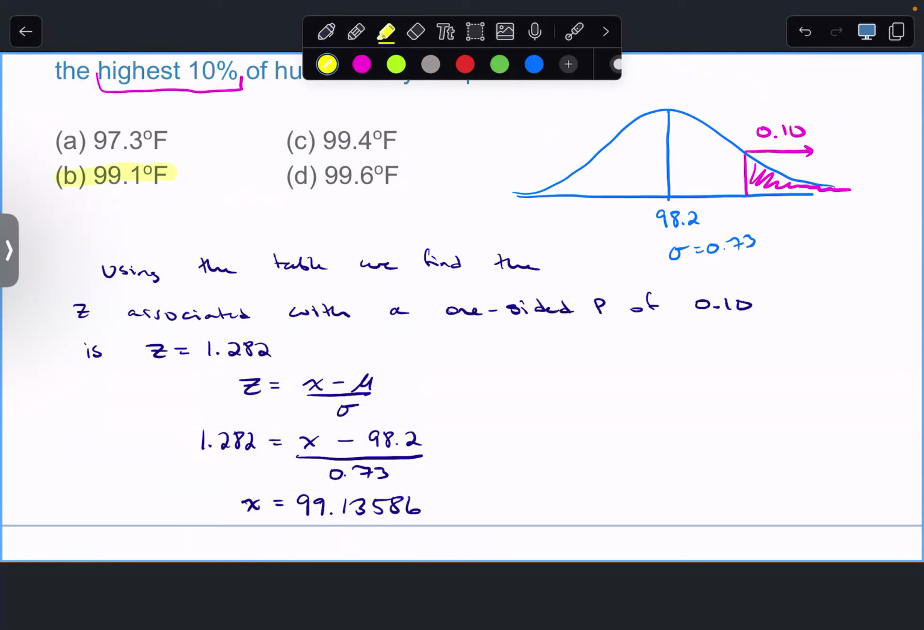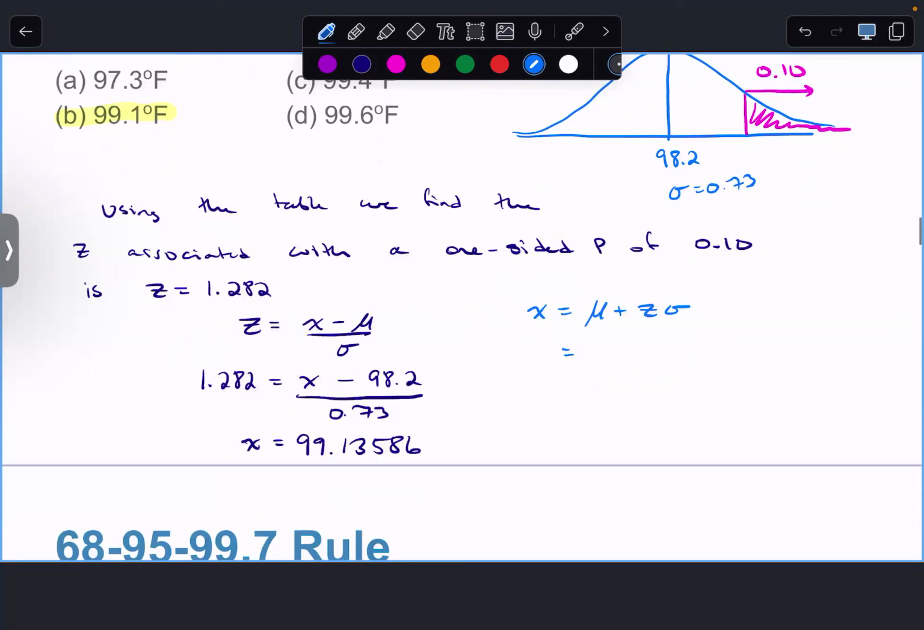Rounding to one decimal place, we get 99.1. Use the other formula to find that. Is that completely fine? Oh yeah, as long as you get to the same place. Okay. I'll do it in a different color because I can never remember, is it z sigma plus mu or mu plus z sigma? They're the same, I just don't want to confuse anyone.